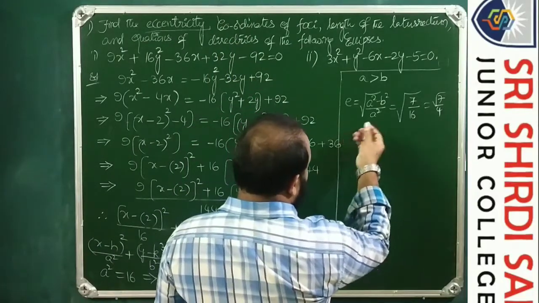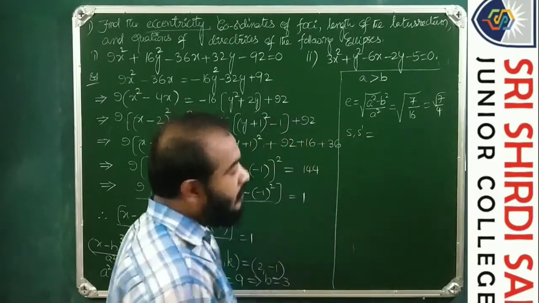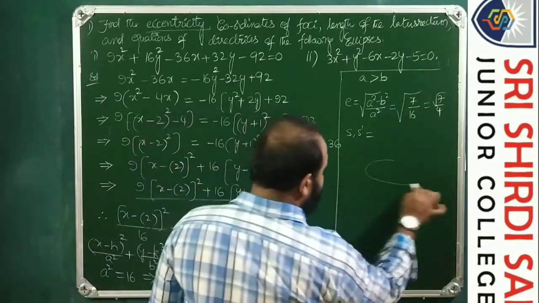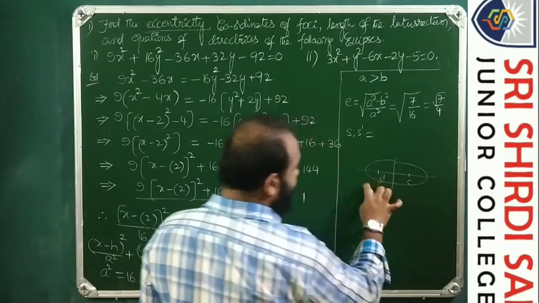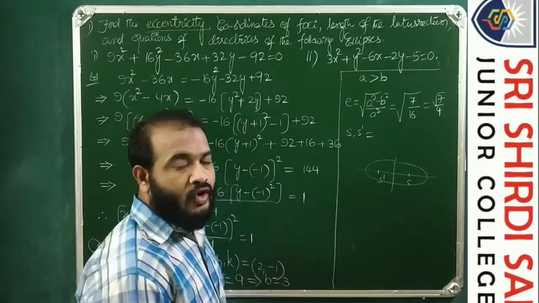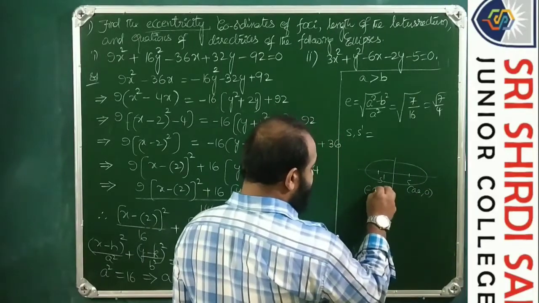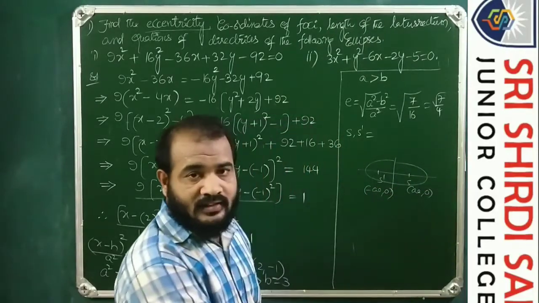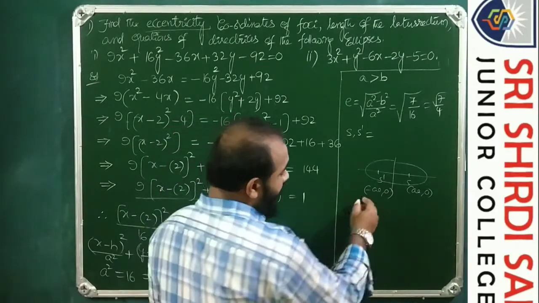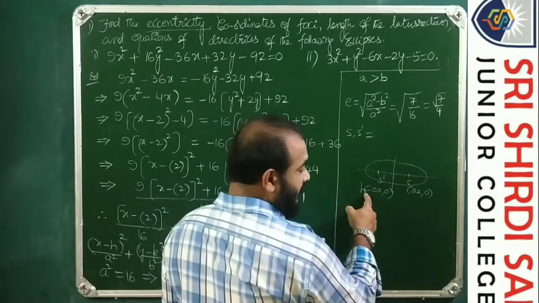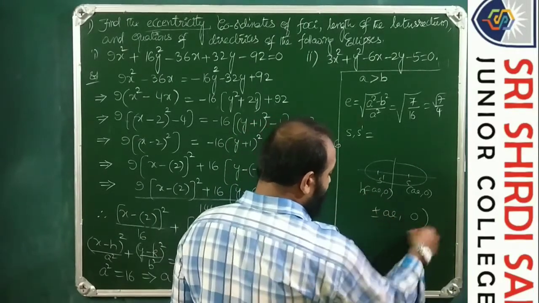Coordinates of foci. So the foci are S and S dash. For this ellipse, these, S and S dash, are the foci. So they are AE comma 0 and minus AE comma 0. Since shifting of the origin has taken place, it is h plus or minus AE comma 0.